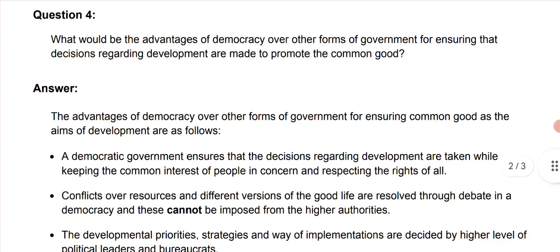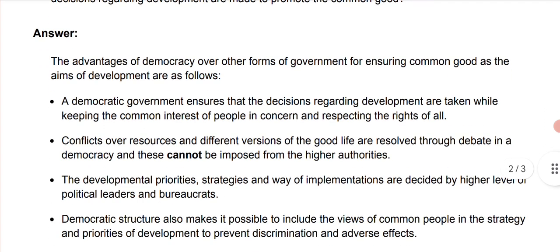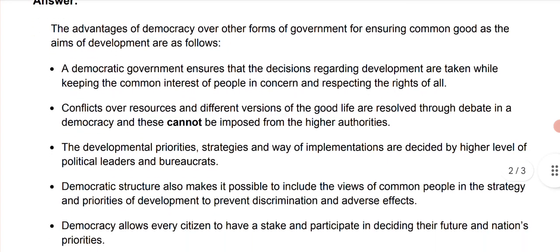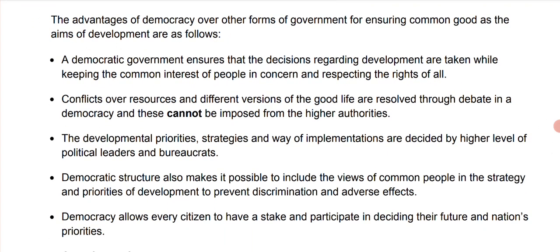Question 4: what would be the advantage of democracy over other forms of government for ensuring that the decisions regarding development are made to promote the common good? First, democratic government ensures that decisions regarding development are taken while keeping the common interest of people in mind and respecting the rights of all. Conflicts over resources and different versions of the good life are resolved through debate in a democracy, and these cannot be imposed from a higher authority.